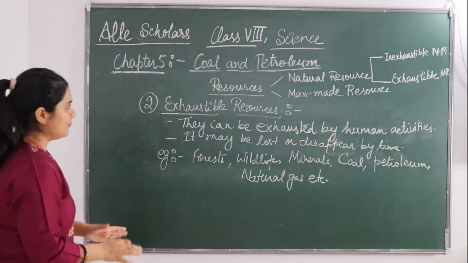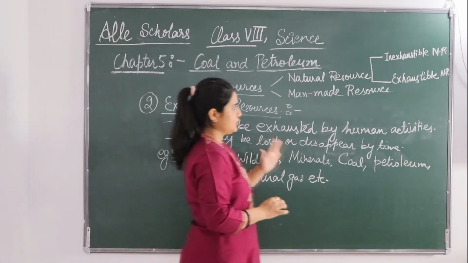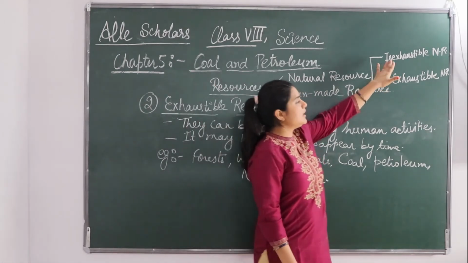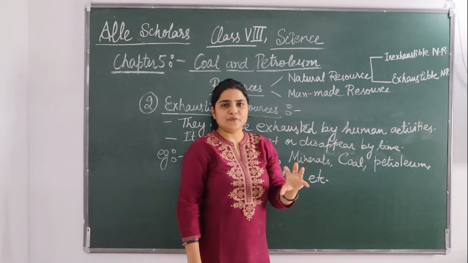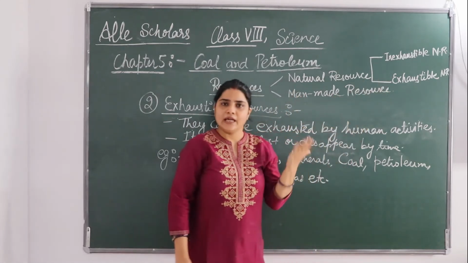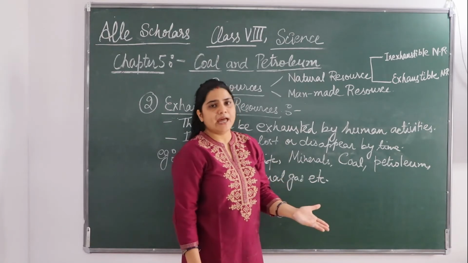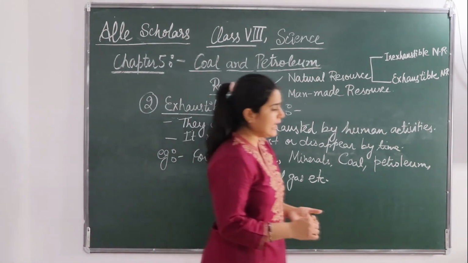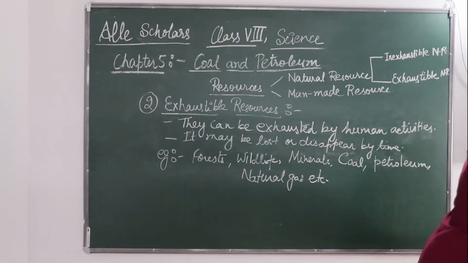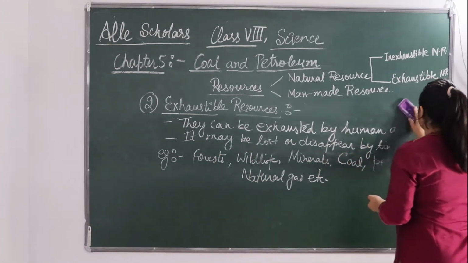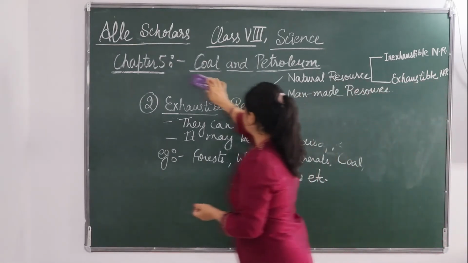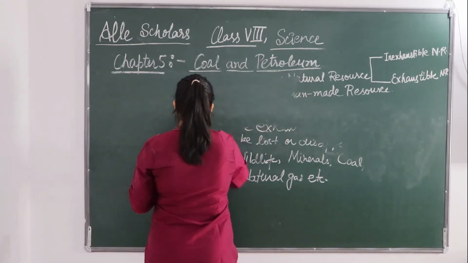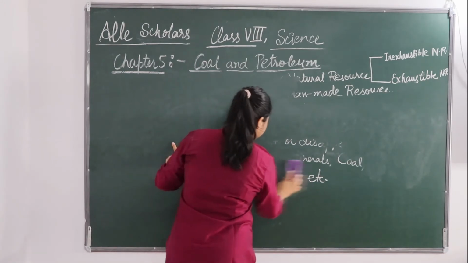Like this there are so many examples. So we have seen inexhaustible and exhaustible natural resources. Both are natural resources, but inexhaustible is the one which can never be exhausted. Exhaustible can be exhausted. It can be used by human beings or by different human activities. And we have also seen the examples. So we have seen about resources. Now let's move ahead.